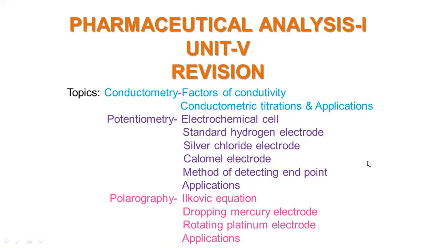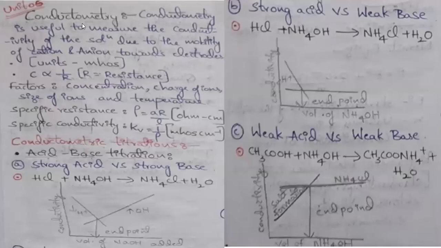So today we are going to discuss the Unit 5 revision part. In this Unit 5, we have these topics: conductometry, potentiometry, polarography. In which we are discussing many important topics. The first topic is conductometry.